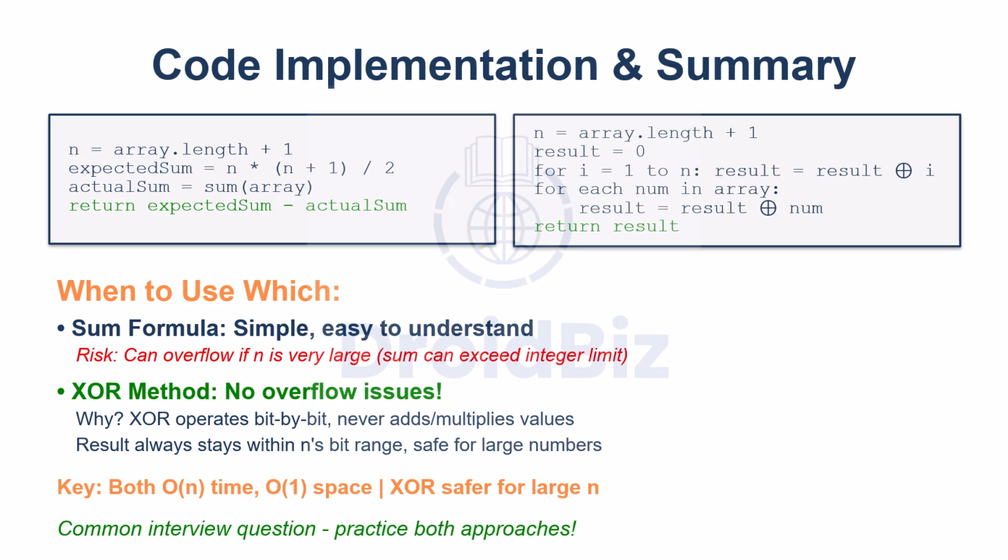The key takeaway: both methods have big O of n time complexity and big O of 1 space complexity, but XOR is safer for large n. This is a very common interview question, so make sure to practice both approaches. Now you understand why XOR is the preferred solution for large numbers.